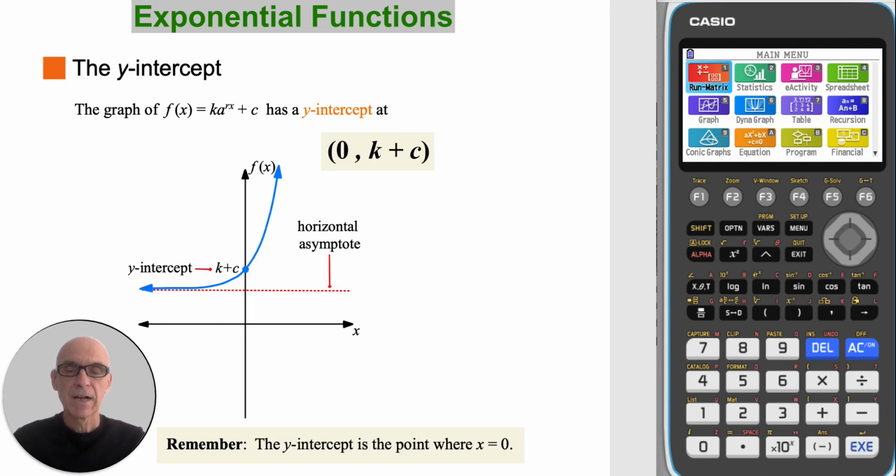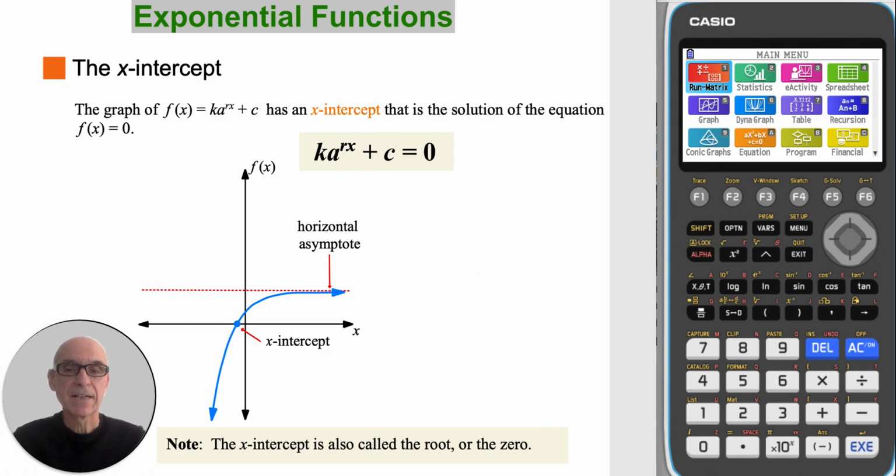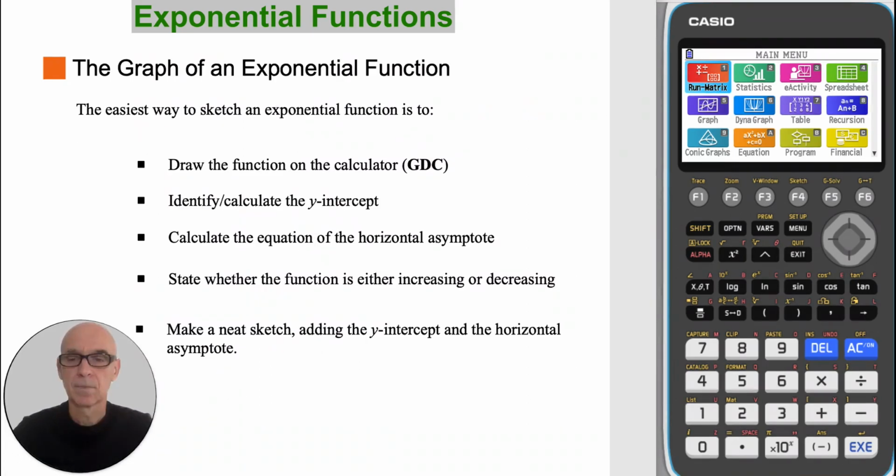The graph has a y-intercept at the point 0, k plus c. Remember, the y-intercept is the point where x is equal to 0. The graph has an x-intercept, which will be the solution of the equation f of x is equal to 0. Note that the x-intercept is also called the root, or the 0. This value can be found on the calculator.